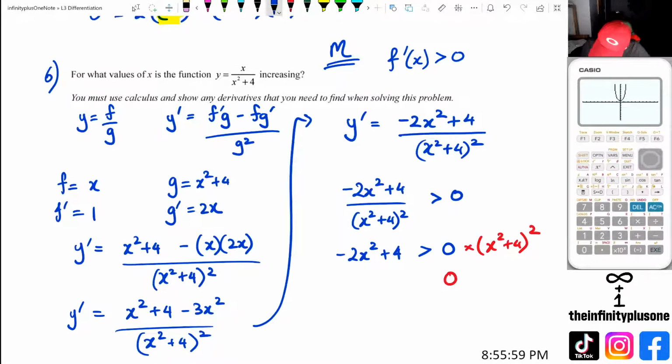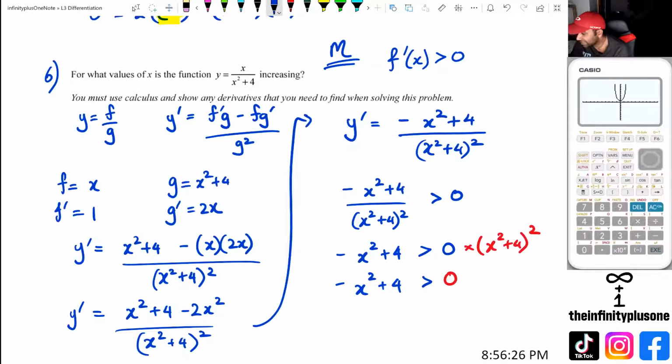So this is what we're going to end up with. Oh, sorry, you're right. It's not 2x squared. My bad, I don't know how I did that. So that should be minus x squared. Is that better? Yeah, silly mistakes. All right, so negative x squared plus 4 is greater than 0.